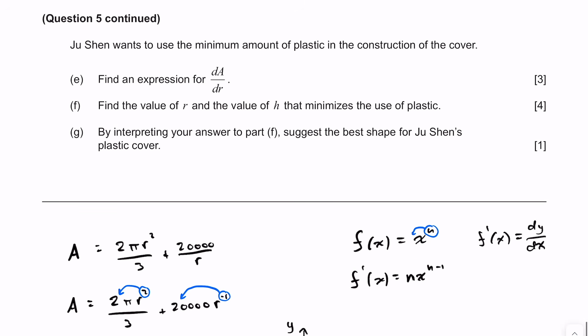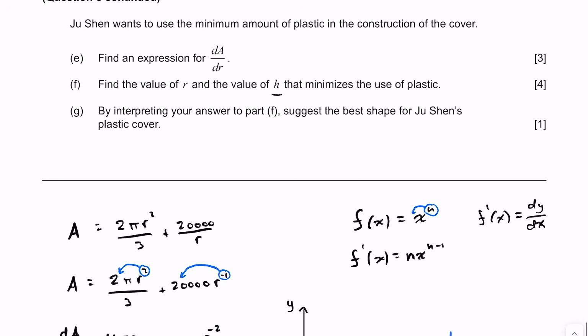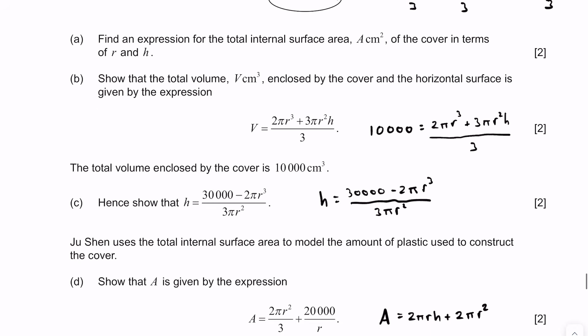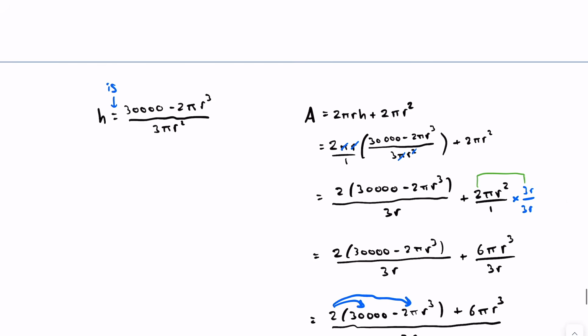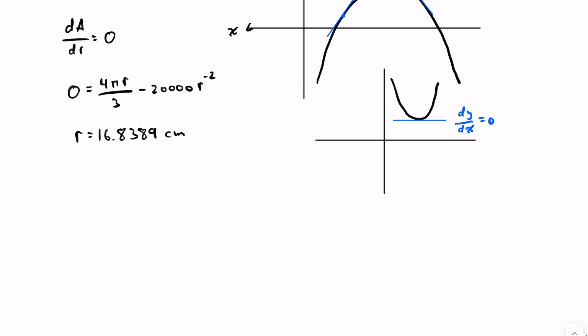Now, we also need to find the value of h. So we know what r is. Now, is there a situation where we have r linked to h? There is. Right up here, we have r linked to h. So I'm actually just going to copy this here. And what we'll do is we'll substitute the value of r that we found into this equation, and that should allow us to find h. So let's do that.